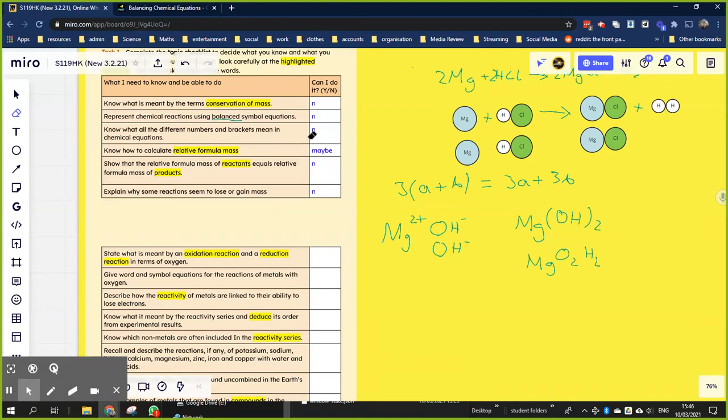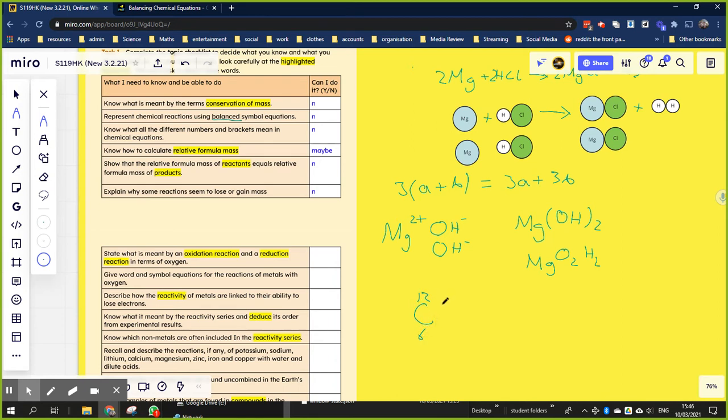Yeah, let's look at these three together then. So first of all, we know when we look at a periodic table, you'll have a mass number and you'll have an atomic number. So, for example, carbon has got a mass number of 12, an atomic number of 6.